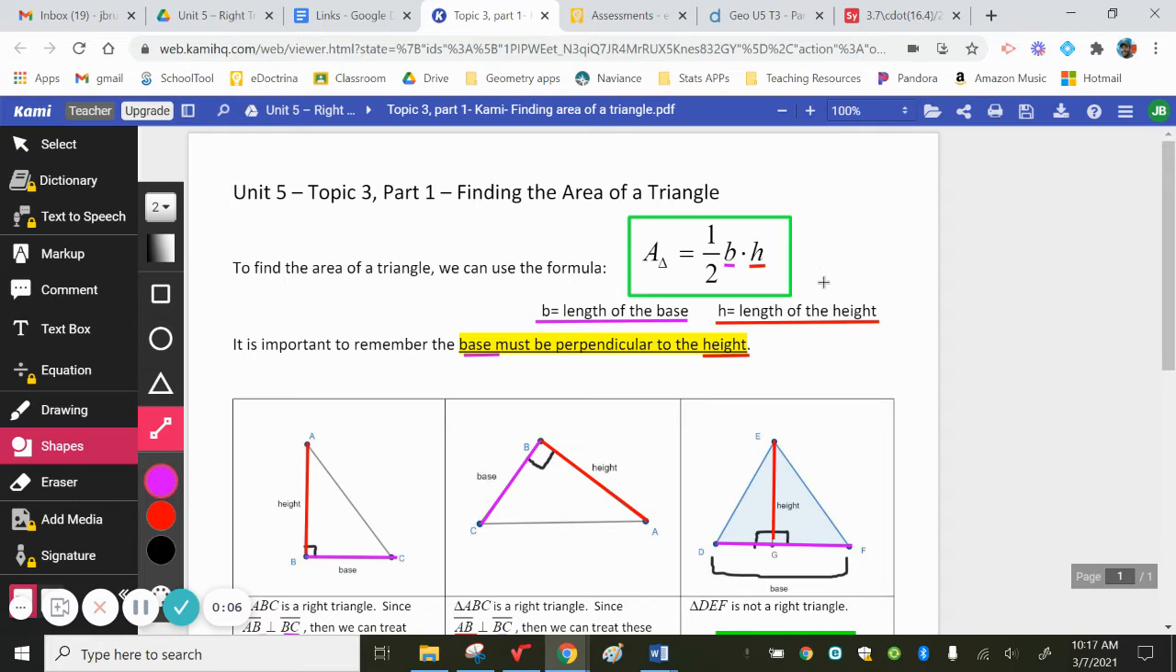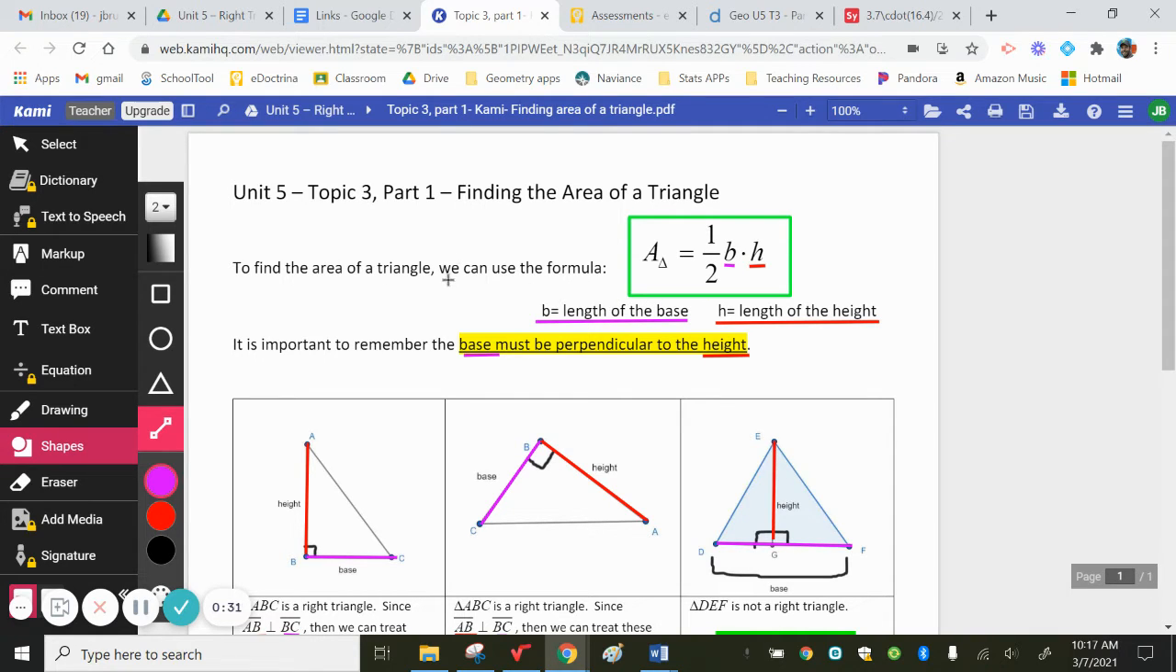To find the area of a triangle, we have a formula. The area of a triangle is 1/2 the length of the base times the length of the height, because a triangle is like 1/2 of a rectangle. To find the area of a rectangle, you could just multiply the length of the base times the length of the height, but then you just divide that by 2. That's how you find the area for a triangle.